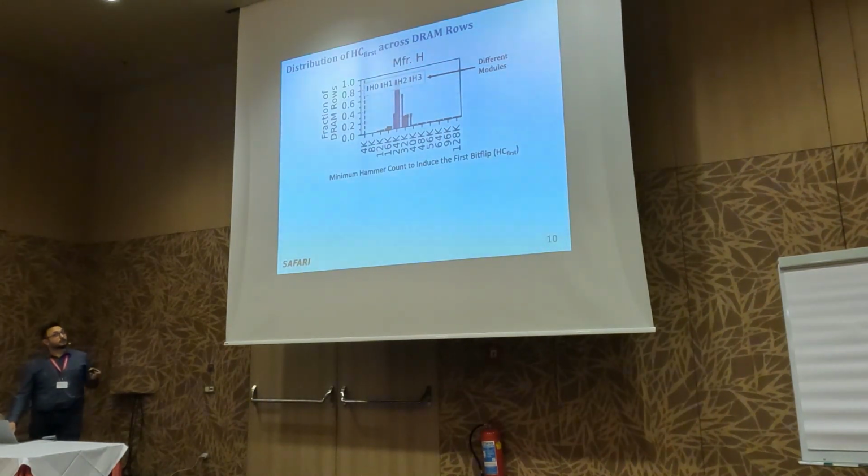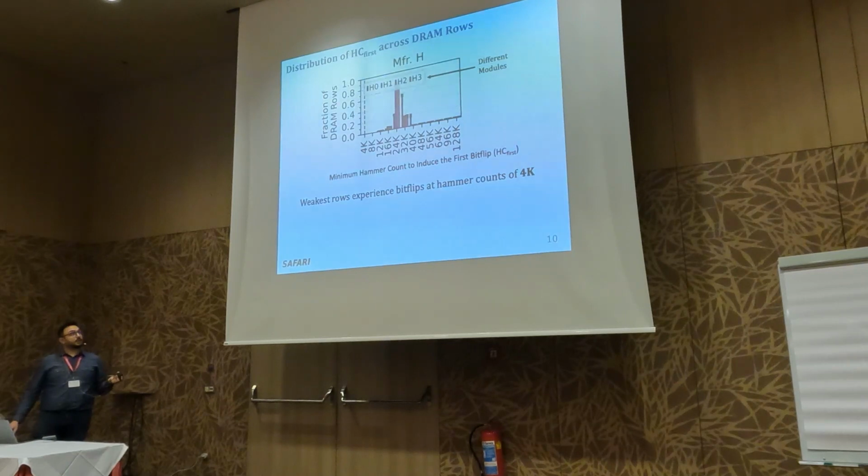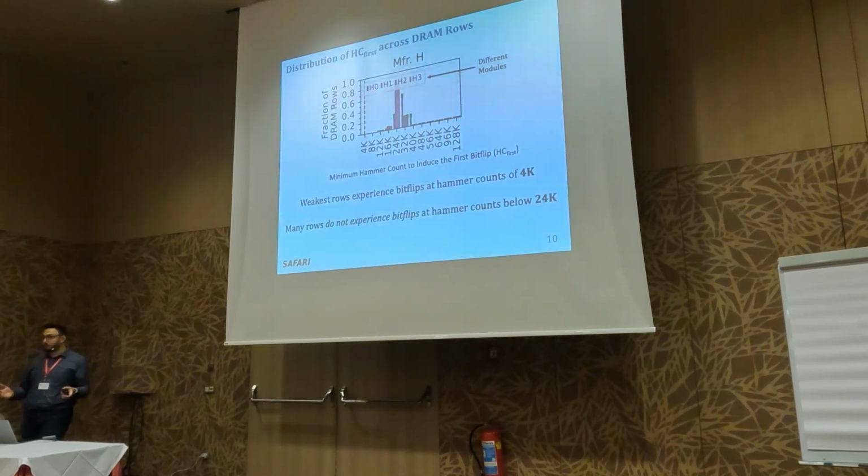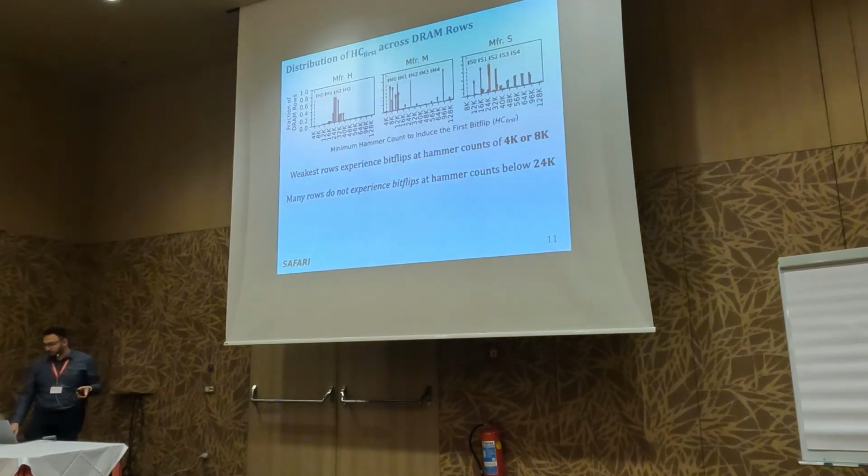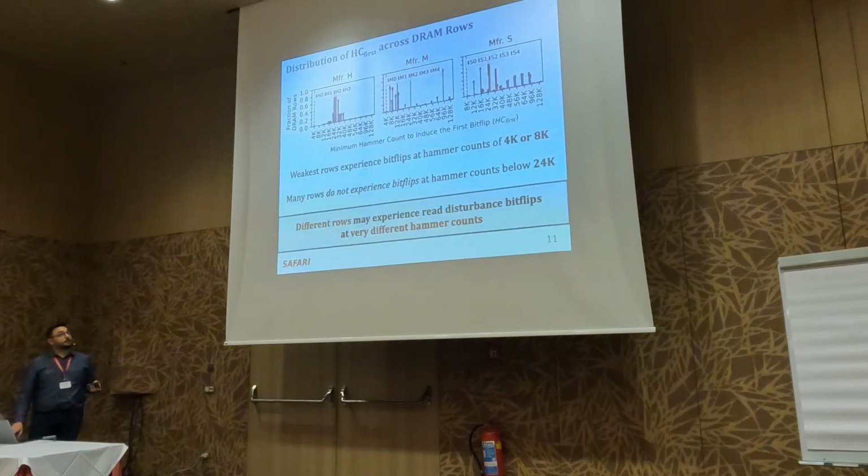This is a histogram of the minimum hammer count to induce the first bit flip across different rows. We observe that the weakest rows can observe bit flips at a 4K activation count, and many other rows do not observe any bit flip until above 24K. When we repeat this experiment on different manufacturers, SK Hynix, Micron, and Samsung from left to right, we observe a large variation in all of them.